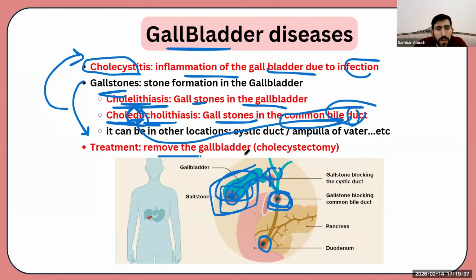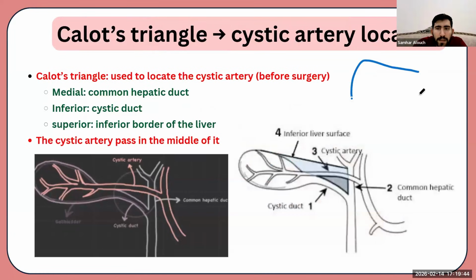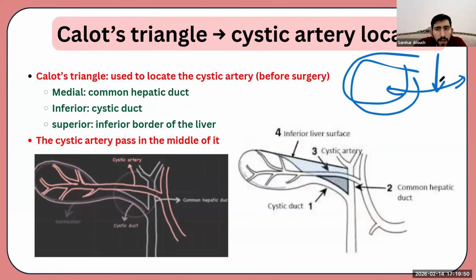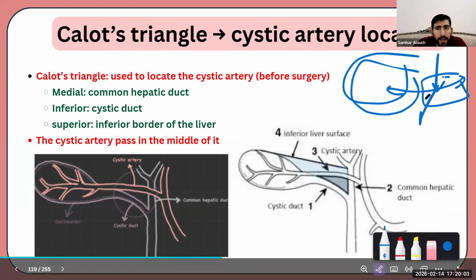choledocholithiasis. Treatment, we remove the gallbladder, which is called cholecystectomy, but it's not that necessary. Now, the gallbladder is supplied by an artery called the cystic artery. If we wanted to remove the bladder, we may injure the cystic artery and we will have a bleeding and the patient will die. Okay? So we need to locate the cystic artery to ligate it, close it, and then remove the gallbladder without damaging it. How do we locate the cystic artery?